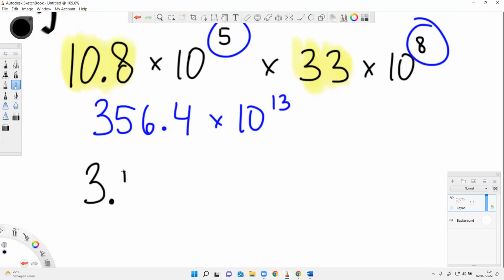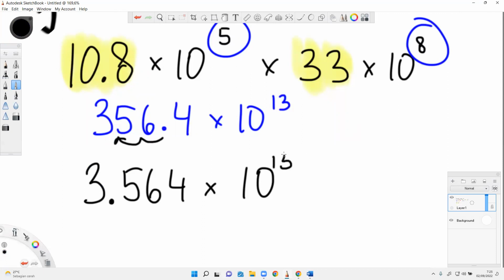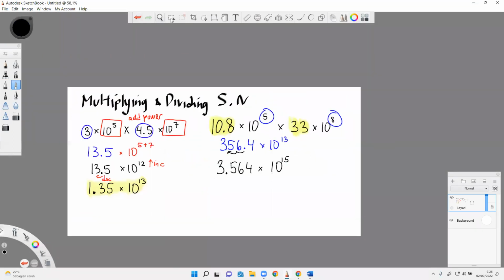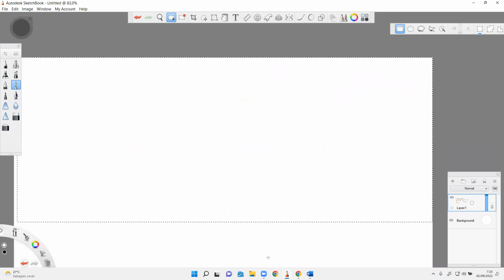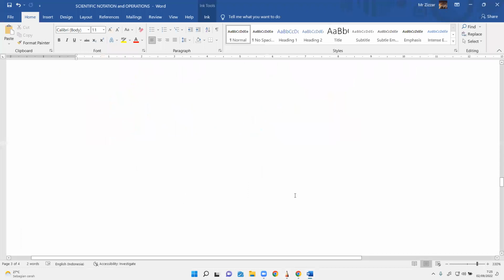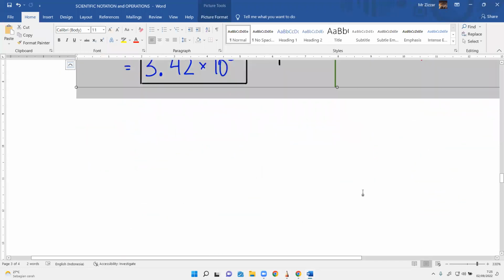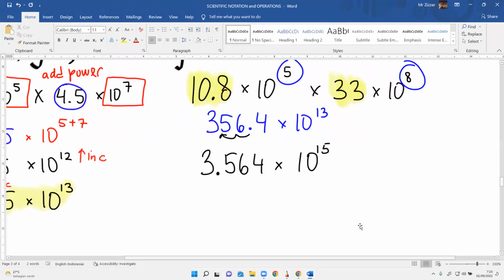So 3.564 times 10 power... Move 2 times, right? That's right. Look at this. Move 2 times, decrease 2 times, so you increase 2 times. Get it, Rowan? Nice. So everything has to be taught in detail, and I'm doing it super slowly, guys. So, any questions so far? Yeah, still simple. If you multiply, you add the power. Okay, next.